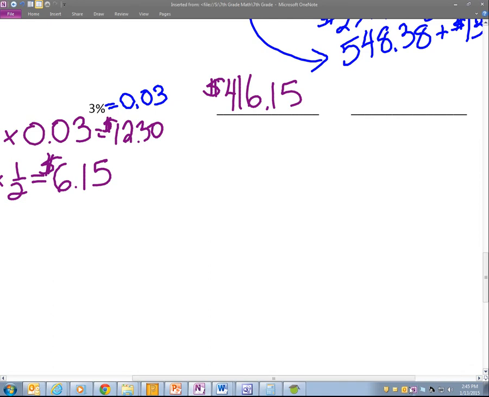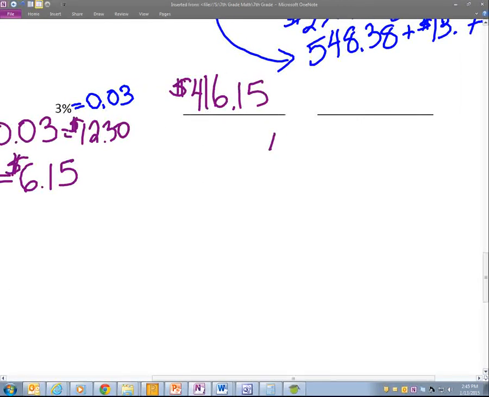That's how much money is in the bank when I start to do my second time of the compounding. So I have my new amount, which is $416.15, what we found in the first quarter. I have to multiply that times the annual interest rate. So right now, I'm finding how much it is for that half year.